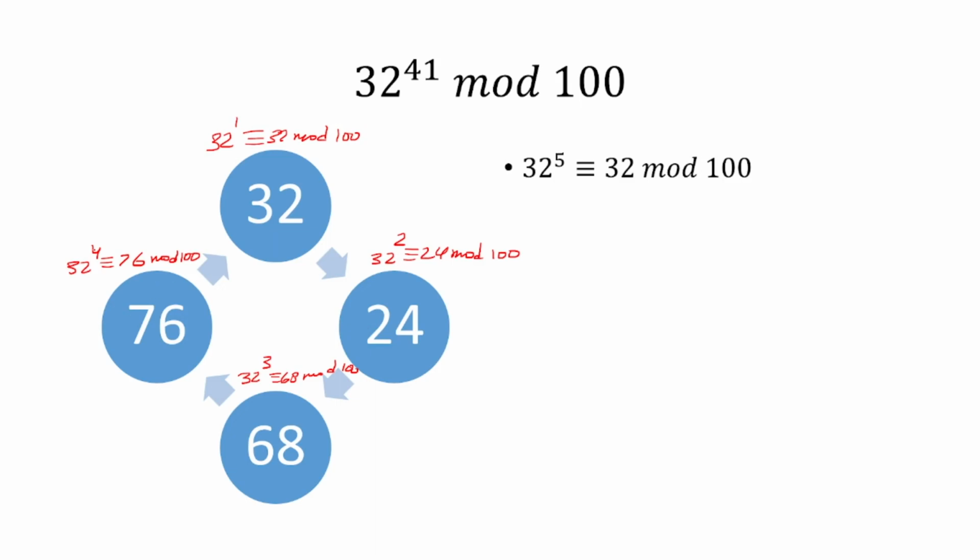Notice in this spot right here, it's going to be multiples of 4. So it'll be like 4, 8, 12, and then let's say all the way up to 40. I want to go to 41. So 41 is going to be up here. So 32 to the 41st power will be congruent to 32 mod 100. And so if we're looking for the last two digits of 32 raised to the 41st power, it's going to be 32. And that's our answer.